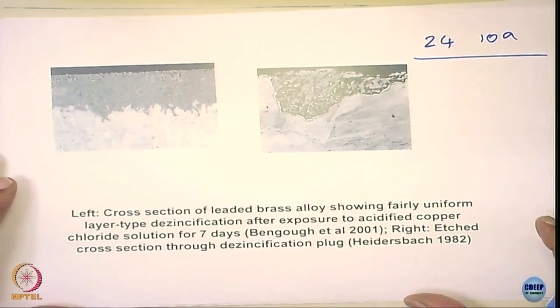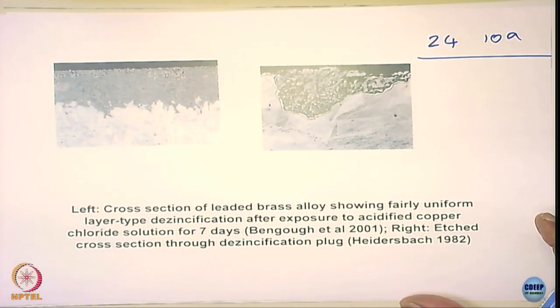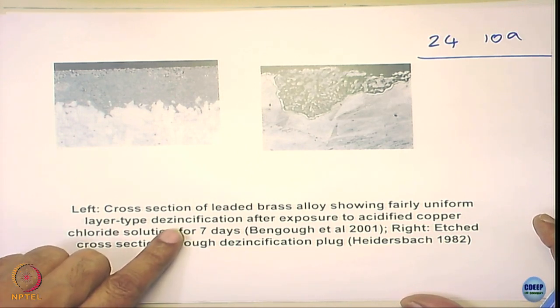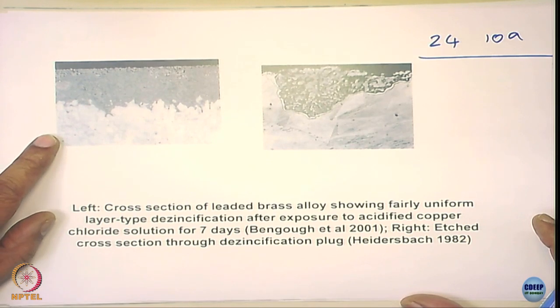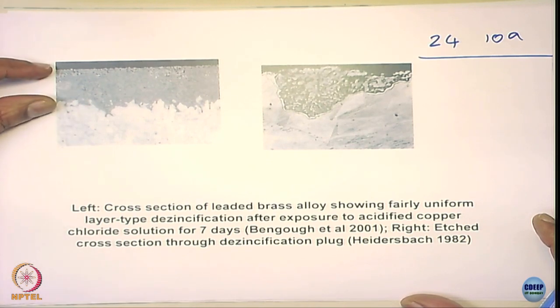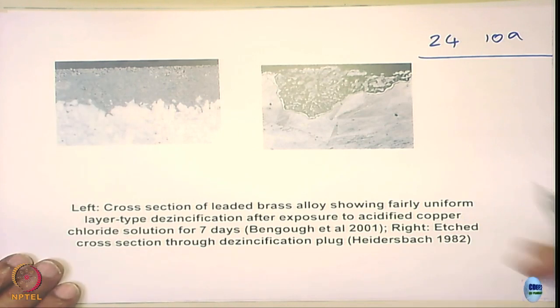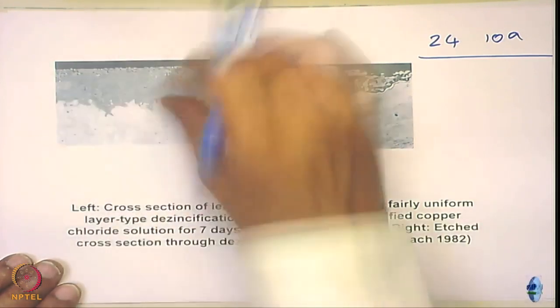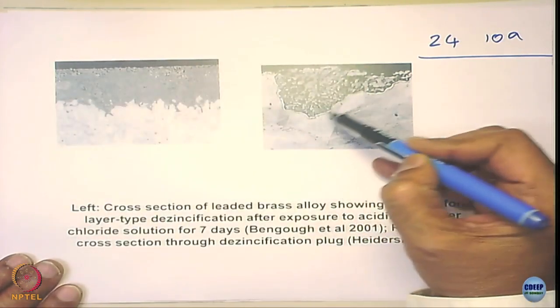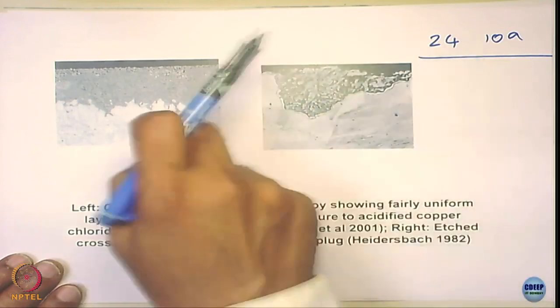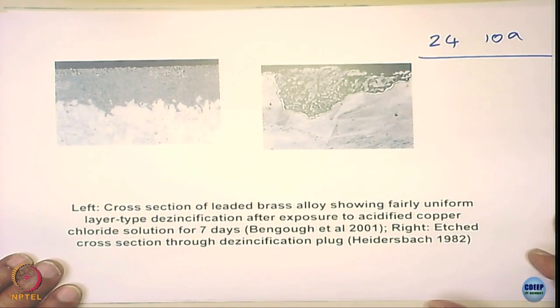This is another example of how dealloying can really affect. This is essentially a de-zincification process. The left side, what you see here, this layer is a dealloyed layer. You can see it is rich in copper. But look at this, here it is something like a pit type, as you see here. So you can have two different types of dealloying taking place.